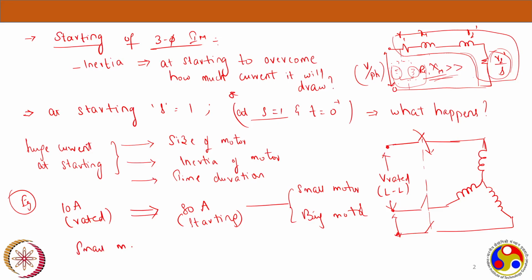Small motor, because inertia would be less. Therefore the machine will pick up the speed very fast. So that's what I want to tell. Since the motor is small, it has less inertia. Because of this less inertia, the motor will pick up its speed very fast.